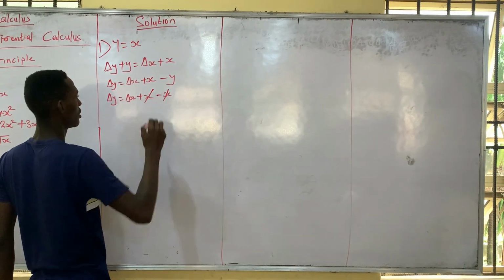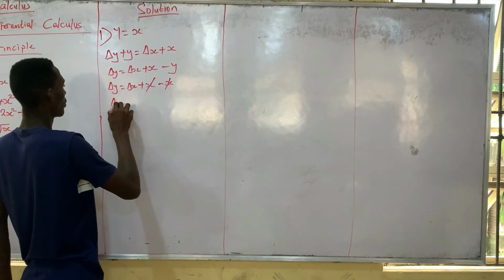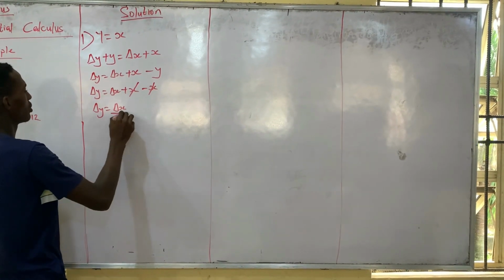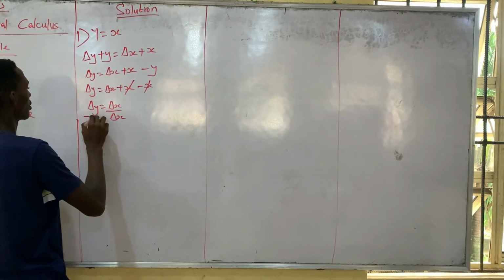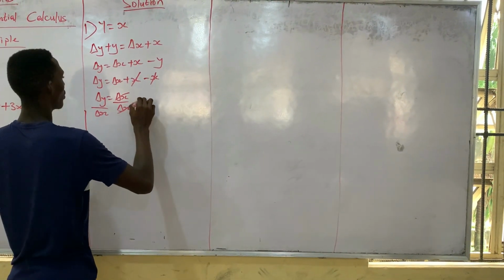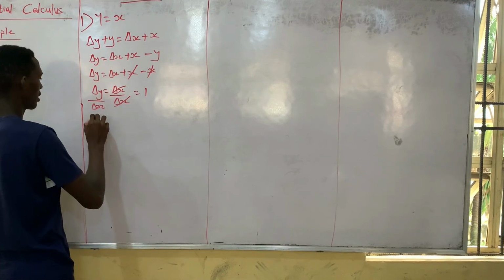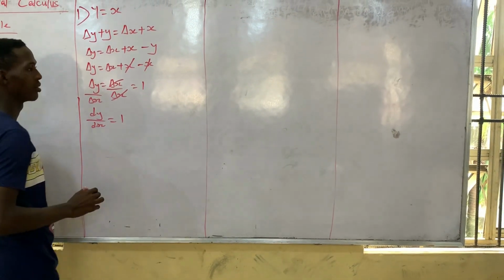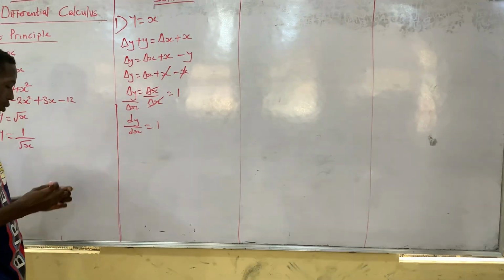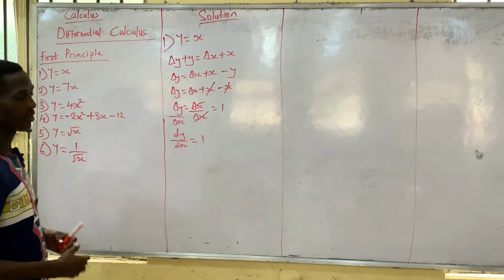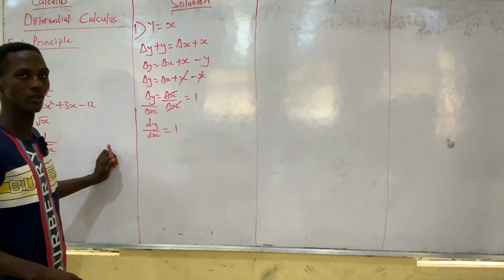Then you can cancel out each other. Therefore, you have change in y is equal to change in x. Then we divide both sides by change in x over change in x. This cancels out each other and becomes 1. Therefore, you can see that our dy over dx is equal to 1. It's as simple as that without wasting much of our time here. Hope you guys understand how this is being done.